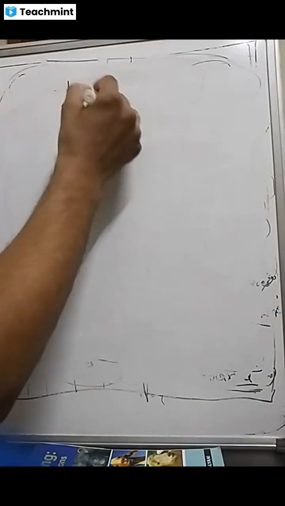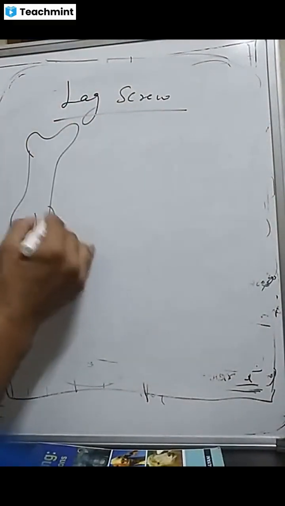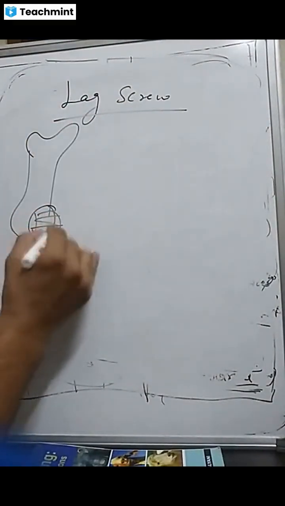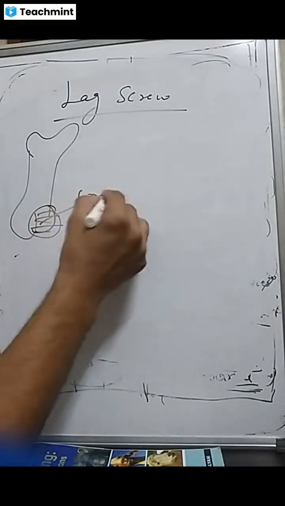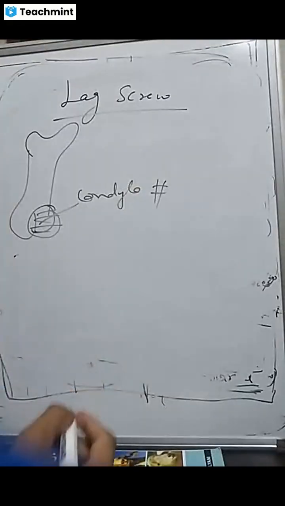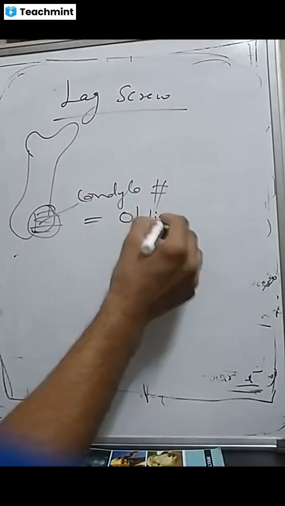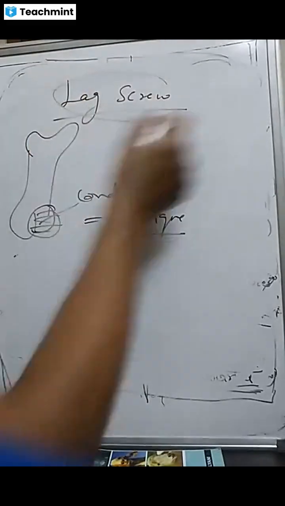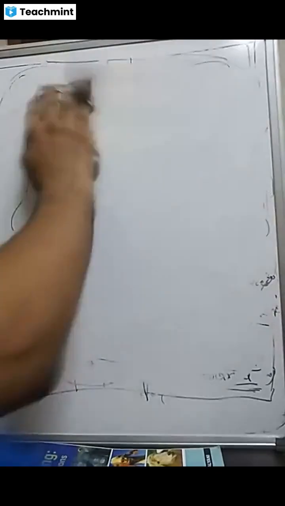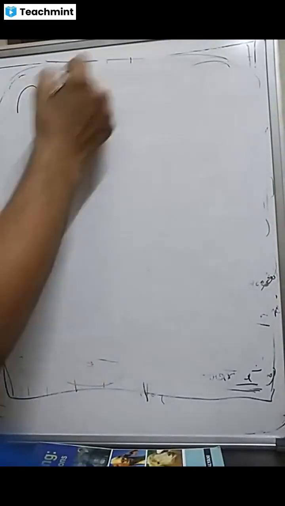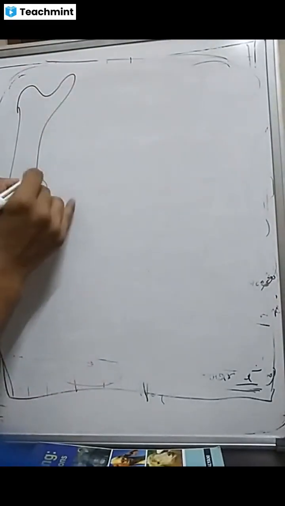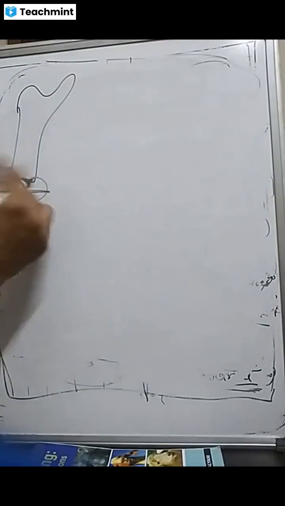So, lag screw: where to apply? Suppose there is a femur with a fracture of the condyle, and that fracture is oblique, and you want to use a lag screw. So the first step is to identify the oblique fracture.